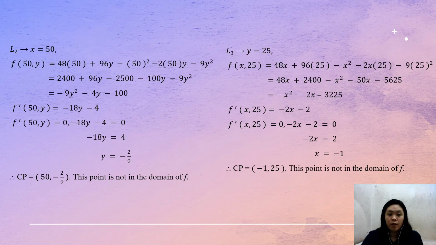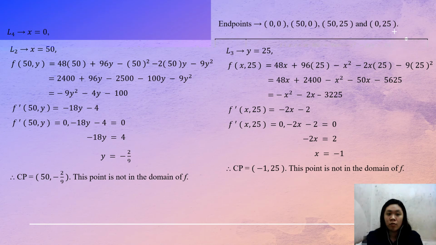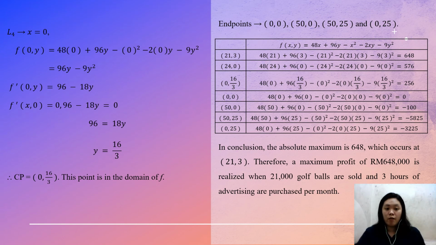The same steps are used for L2 and L3. The critical point for L2 equals (15, negative 2/9). This point is not in the domain of f. Meanwhile, the L3 critical point equals (negative 1, 25). This point is not in the domain of f also. The same steps are used for L4. Therefore, the critical point for L4 equals (0, 16/3). This point is in the domain of f.